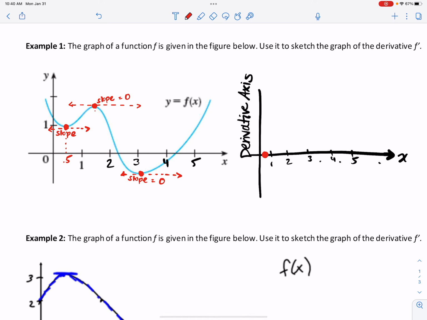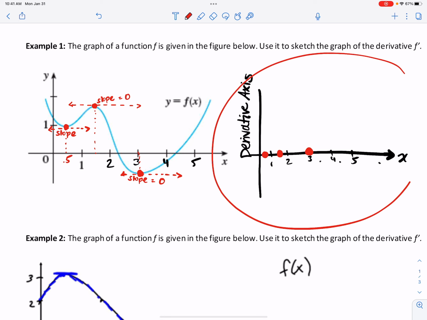All right, what about this other point? We'll just say it's about 1.5. So at 1.5, the derivative will be 0. So again, it'll just be on the x-axis. At this other point, we'll say that's 3, right? We'll just kind of round. At this x value 3, the derivative will be 0. So again, that will be another x-intercept on my derivative graph. So I don't have the full graph yet, but I do know that it's going to have those 3 points.